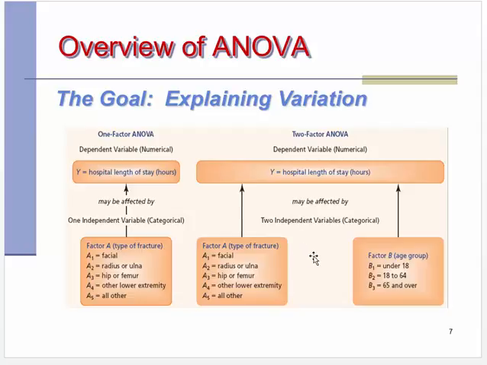Or if you want to look at the same case with two factors, one factor is still factor A, type of fractures, and then factor B will be the age group. Right? So the length of hospital stay could be affected by two independent variables. One is factor A, the different types of fractures. And the second is factor B, that is B1, B2, B3. B1 is for people under age 18, B2 is from 18 to 64, and B3 is for 65 and over. Right? So this would be a two-factor ANOVA.